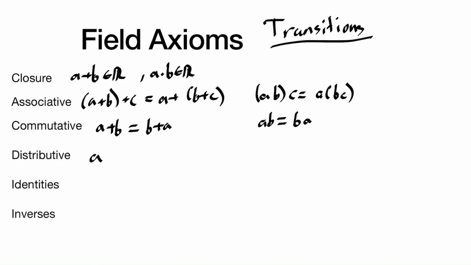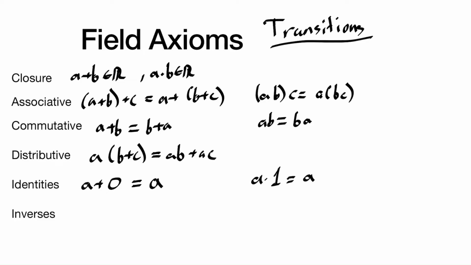Distributive property, we know what that means: a times (b plus c) equals ab plus ac. And finally, we have our identities. Our additive identity is 0, and 0 is the unique number that when you add it to a, you get a back. Actually, you add it to any number and you get it back. And similarly, the multiplicative identity is 1, and so when you multiply by 1, you get the same number back. Similarly, we have inverses, which are the numbers you need to give us these identities.